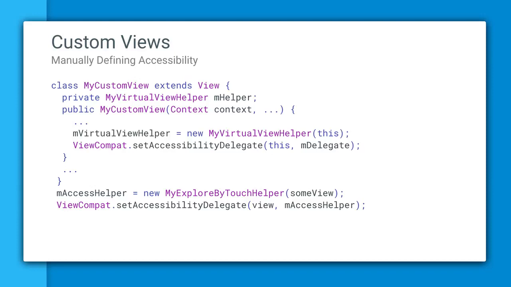If you're using custom views or drawing your app window using OpenGL, you need to manually define accessibility metadata so that accessibility services can interpret your app properly. The easiest way to achieve this goal is to rely on the Explore by Touch helper class. With just a few methods, you can build a hierarchy of virtual views that are accessible to TalkBack.